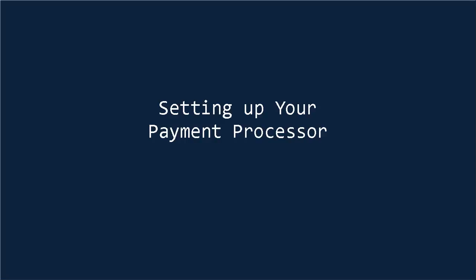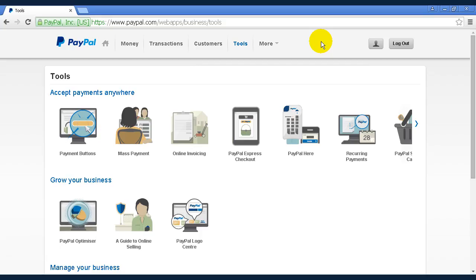Welcome to part 3. Now let's set up your payment processor. We're going to be using PayPal for this demonstration, but you can use other payment processors like ClickBank or 2Checkout.com and so on. If you don't already have a PayPal account, it's very easy to set one up. Just follow the on-screen instructions.